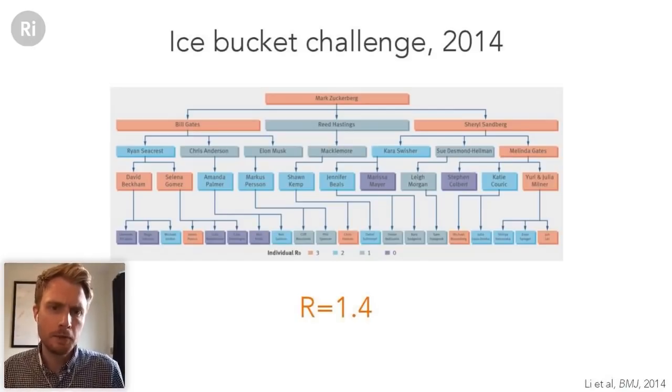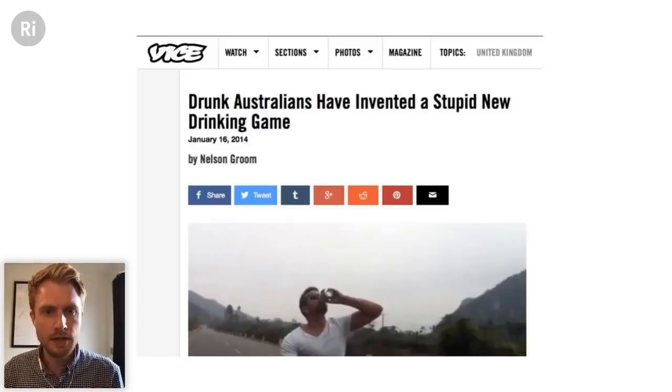The Ice Bucket Challenge actually came slightly later than another game, which was in early 2014, which is neknomination, where people had to down a drink, nominate other people to do it, and film it and put it online. It originated in Australia and then spread to a number of other countries. But both of these games had this property where the reproduction number was basically defined as part of the game.